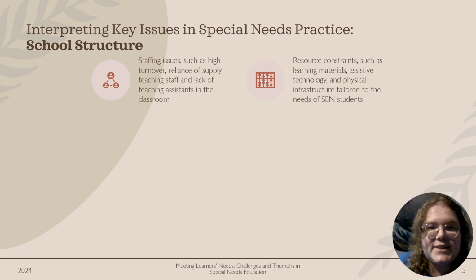Next, he also says he faces resource constraints. This includes a shortage of learning materials, assistive technology, and physical infrastructure tailored to the needs of SEN students. These resources are crucial for facilitating effective learning experiences and ensuring that all students can access education equally.